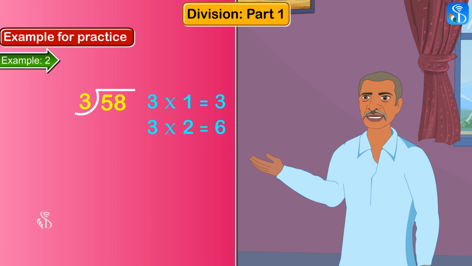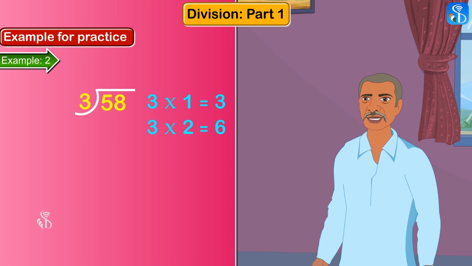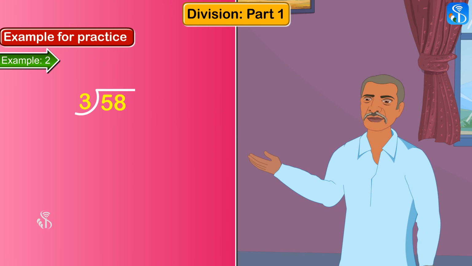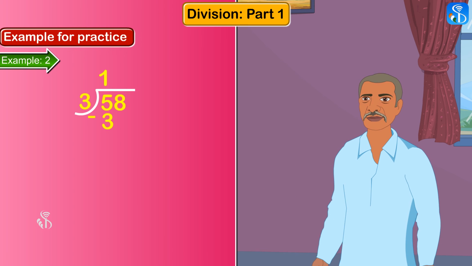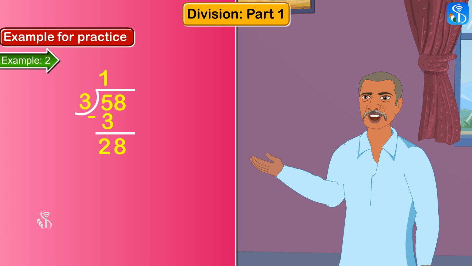3 ones are 3, 3 twos are 6, but 6 is bigger than 5. This means we can divide by 3 ones, so I will write 1 in the quotient above this line. 3 tens are subtracted from 5 tens, 2 tens remained. Now we will take 8 units here. So we have 28 units here.